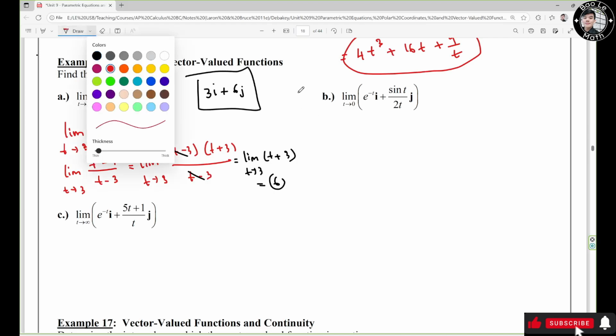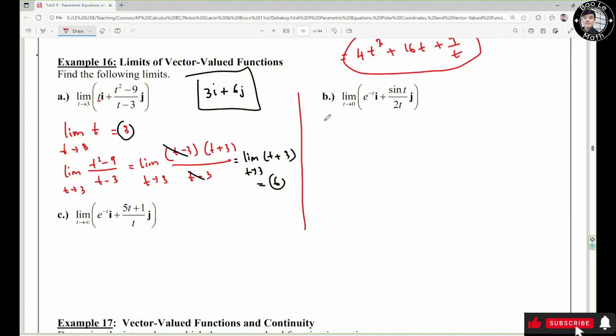Now, question B. We have limit of e to the negative t when t approaches 0, right? It's the same thing as limit of 1 over e to the t when t approaches 0, right? So this one approaches 1, right? Because when we substitute 0 for t, it is e to the 0 equals 1, right?